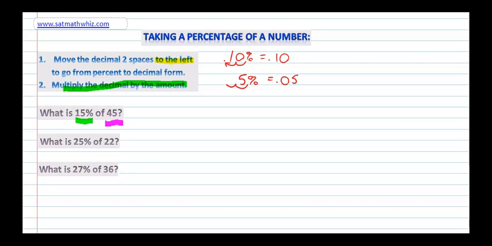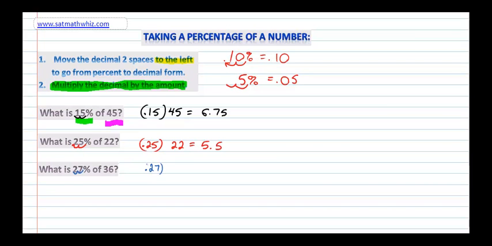So let's practice that. What is 15% of 45? We're going to move the decimal 2 spaces to the left and then multiply 0.15 by 45, which equals 6.75. What is 25% of 22? Move the decimal 2 spaces to the left. 25% becomes 0.25. 0.25 times 22 is 5.5. What is 27% of 36? 0.27, because we move the decimal 2 spaces to the left. 0.27 times 36 equals 9.72.